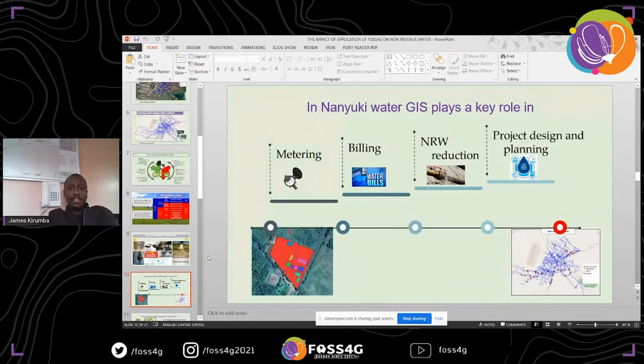So in Nanyuki Water, GIS plays a key role in metering. As I explained before, once we connect a customer with the meter, we always pick the coordinates for it to be used by billing. The billing people here are the meter readers. In Kenya we do manual reading of our meters. When these meter readers visit a customer, at times they don't know where the meter is. With the help of GIS, they are able to get the location of the meter, and therefore we bill all our customers accurately. We have non-revenue reduction, as well as project design and planning.